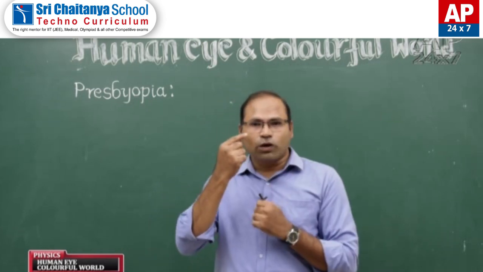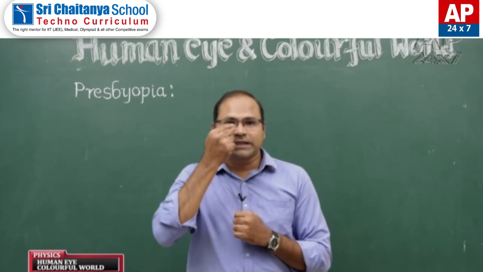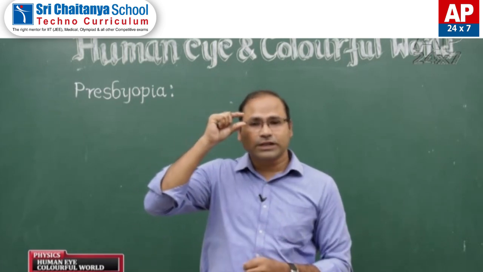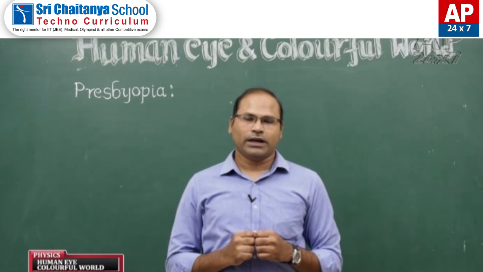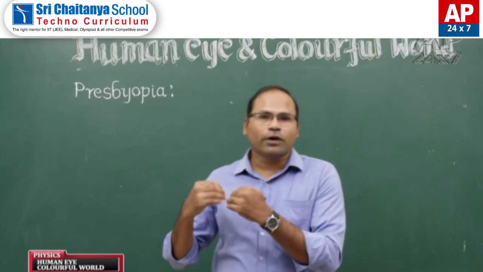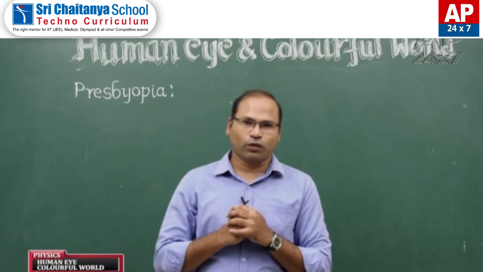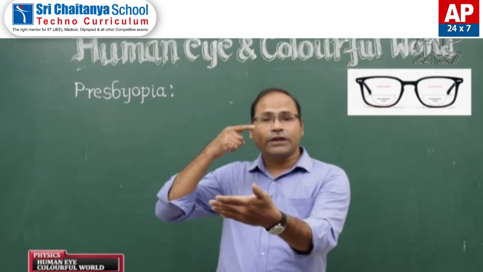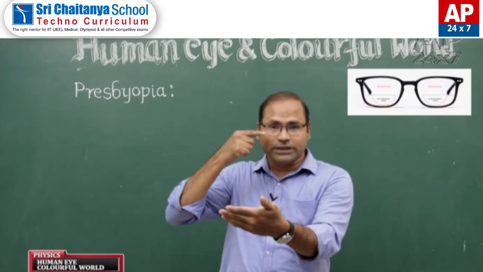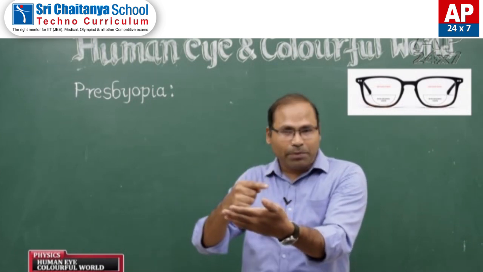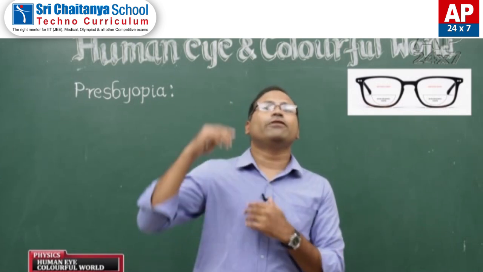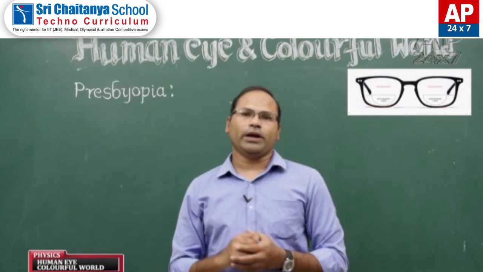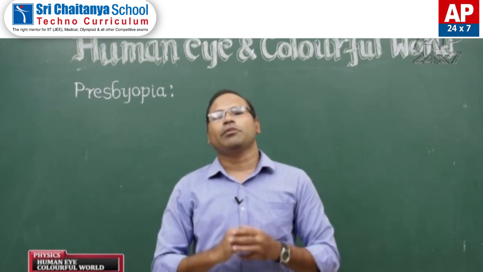In this lens, the lower portion consists of a convex lens and the upper portion consists of a concave lens. That means, if a person suffering from presbyopia uses this bifocal lens, if he has to read something, he needs to see through the lower portion of that lens to correct hypermetropia, and to see a far object he needs to see through the upper portion of the lens to correct myopia. Like that, this defect can be corrected.